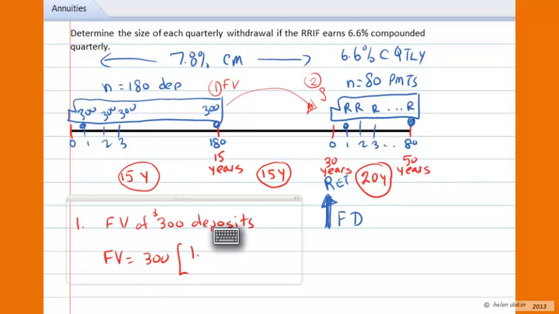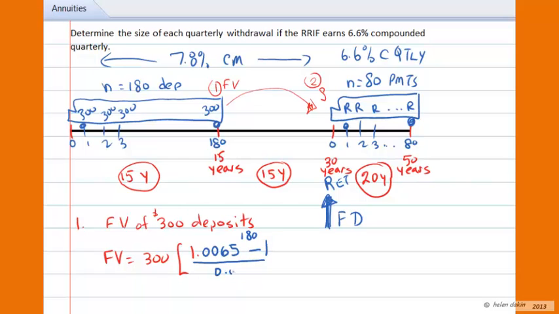So when I substitute that into my annuity formula, I'm going to be working with future value is equal to $300 per month multiplied by the final value factor of 1.0065 per month, 180 monthly deposits, subtract 1, divided by 0.0065. Multiplying that annuity factor by $300 per month gives me a future value of $191,991.55.